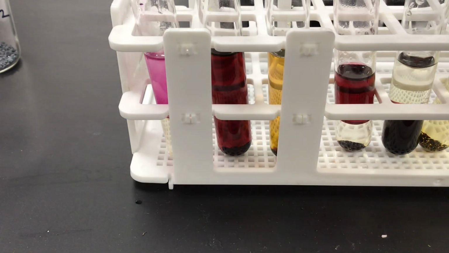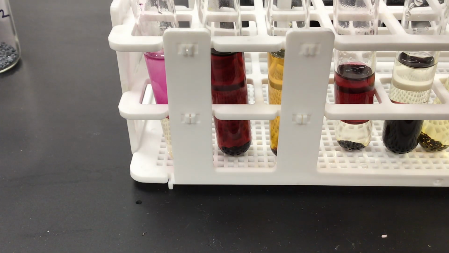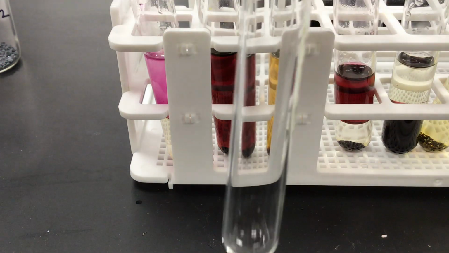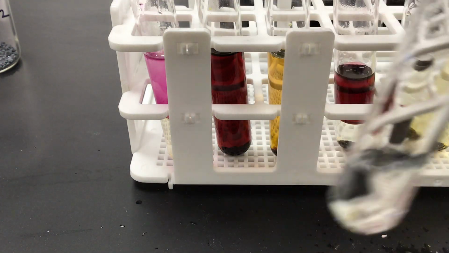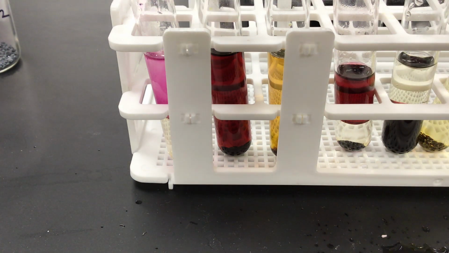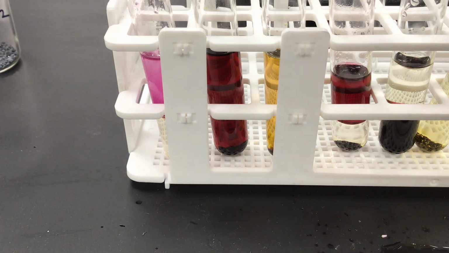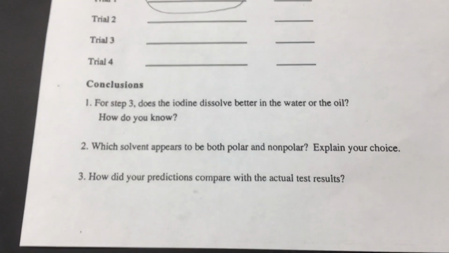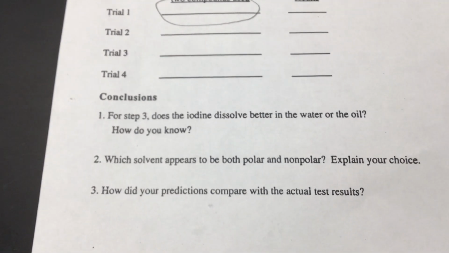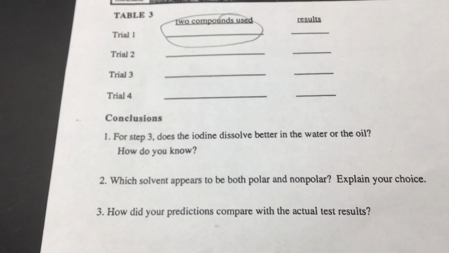Let's do one more. Let's do ethanol and dichloromethane. We would expect those two to mix. So here's ethanol. And here's the dichloromethane. And yes, indeed, those two do mix. Okay? So then all you have to do is answer the remaining 3 questions on the bottom, and then submit it.